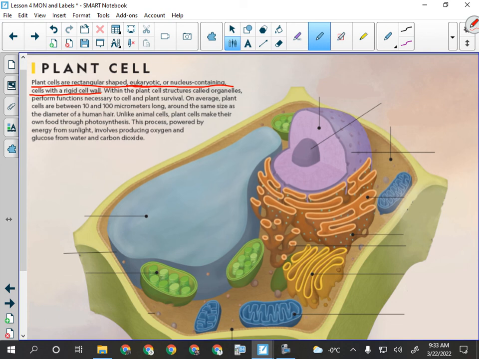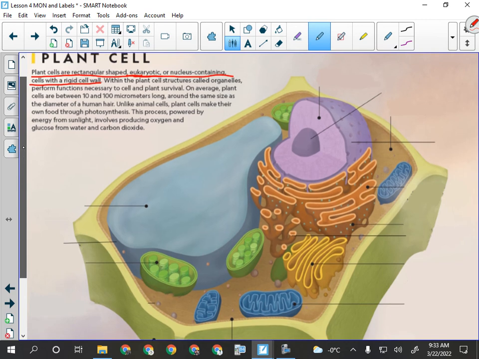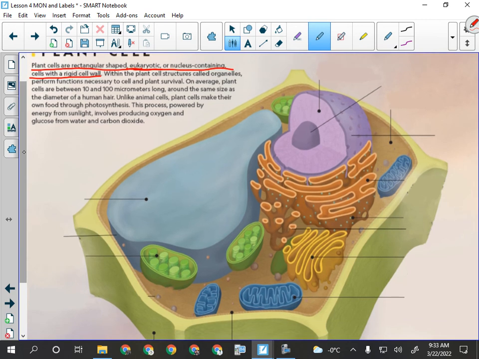Unlike animal cells, plant cells make their own food through photosynthesis. We talked about that already. And that involves producing oxygen and glucose from water and carbon dioxide. All right, so let's get to the naming here. So I'm going to start at the top. What's this big purple thing? It's the nucleus. What does the nucleus do?